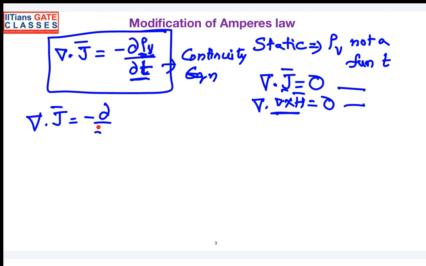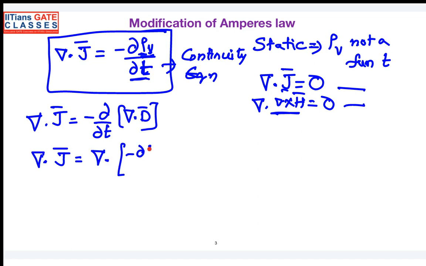So using your Gauss law, rho V can be written as del dot D, the divergence of the electric flux density. So I can say del dot J is equal to del dot minus dou D by dou T, right? Because del is a function of space, which is not a function of time. So only the electric flux density will be a function of time, so I can apply dou by dou T straight away for D.